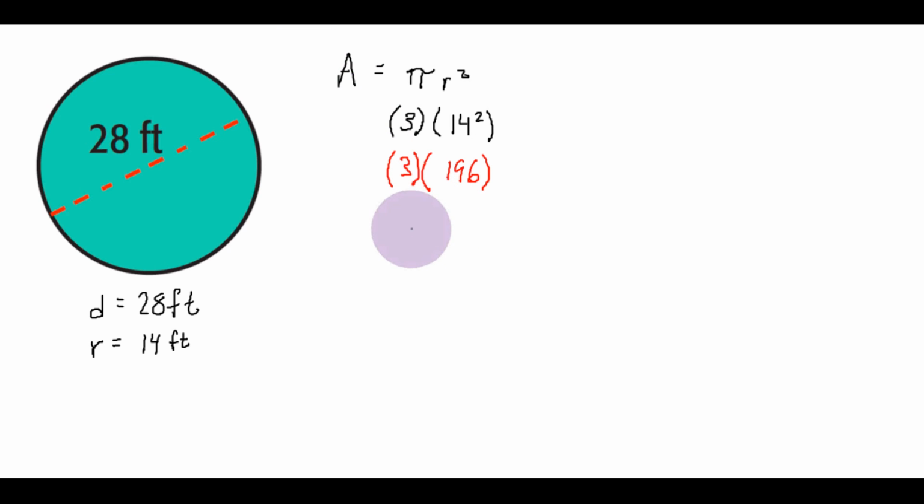And when you do that, you get 588. Don't forget your units, feet squared. Cool. But we also want to indicate that we've found the area. So let's bring that A down. The area is approximately 588 feet squared. Cool stuff. And we're going to box this up now.